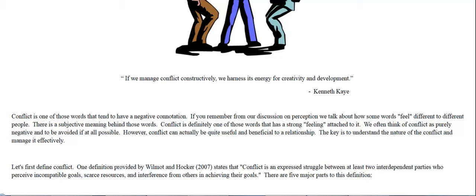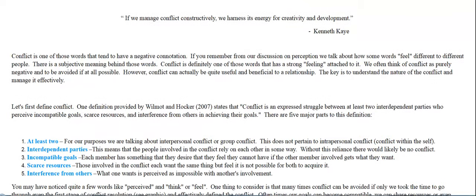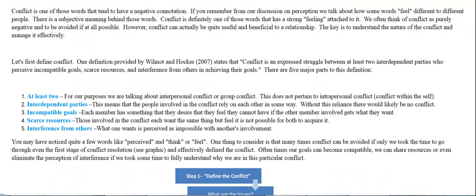However, conflict can actually be quite useful and beneficial to a relationship. The key is to understand the nature of the conflict and then to manage it effectively. So, as I usually do, I like to start by understanding the basics. Let's first go to the fundamental aspect of conflict and then build from there. So we first need to define conflict on its own.